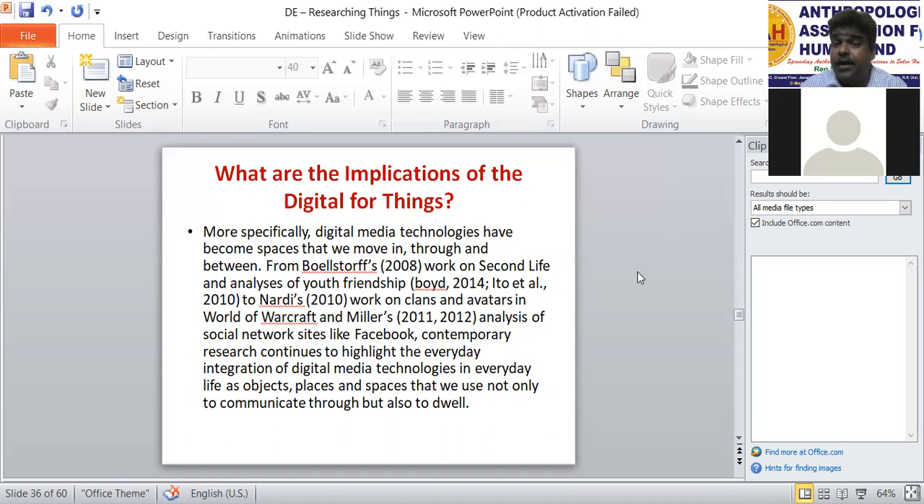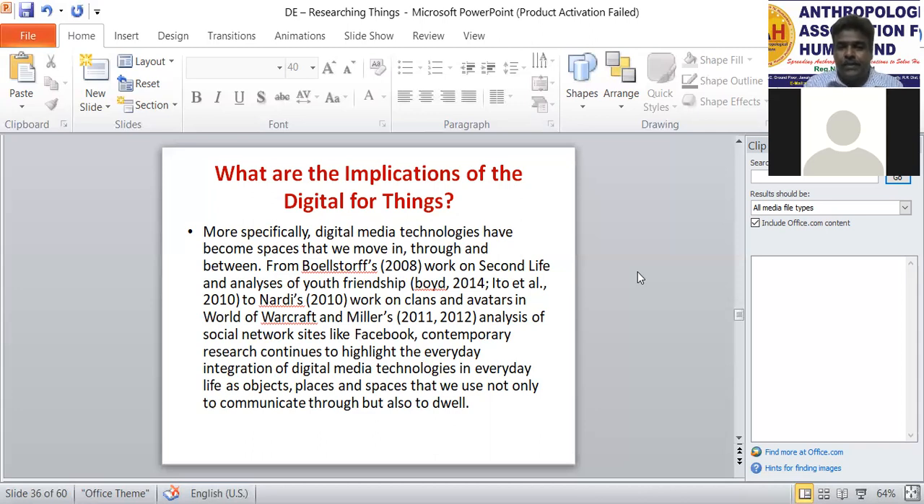More specifically, digital media technologies have become spaces that we move in, through, and between. This is a powerful statement. More specifically, digital media technologies have become spaces that we move in, spaces that we move through, and spaces we move between. This is powerful. And from Boylestorff's work on Second Life and analysis of youth friendships, Boyd, Ito et al., to Nardi's work on clans and avatars in World of Warcraft, and Miller's work in 2011 and 12, analysis of social network sites like Facebook.